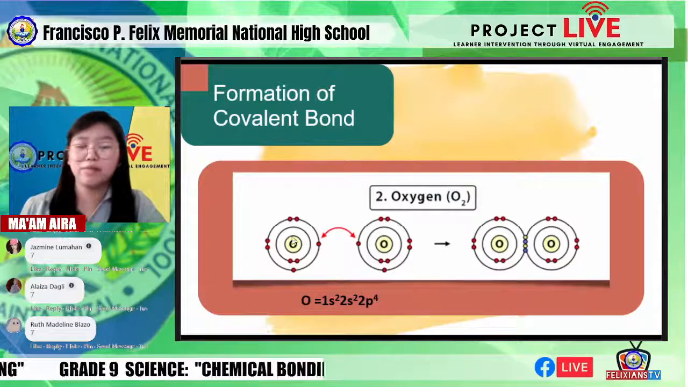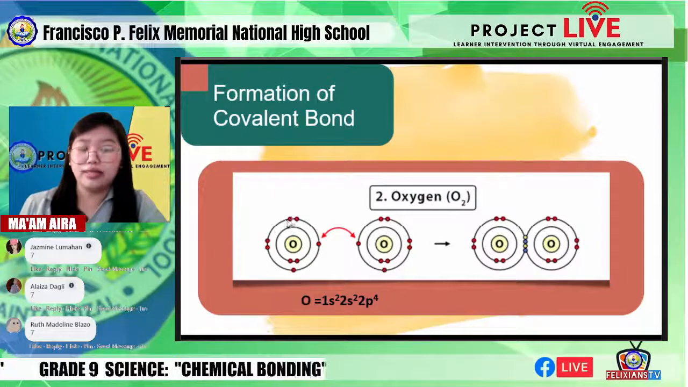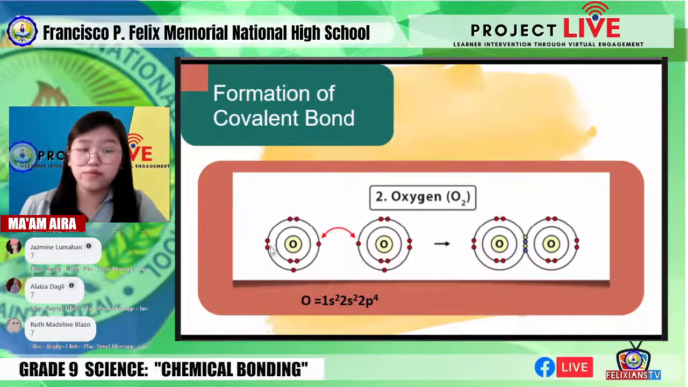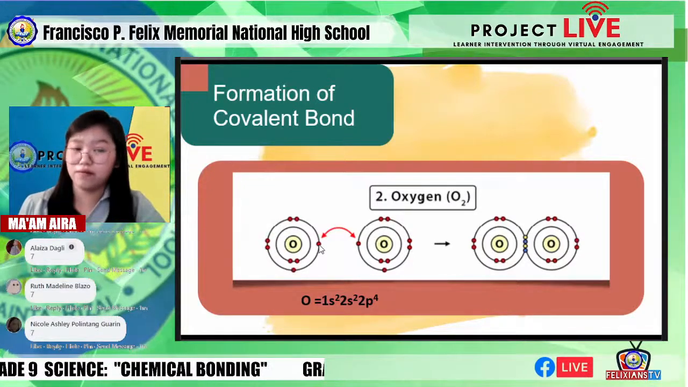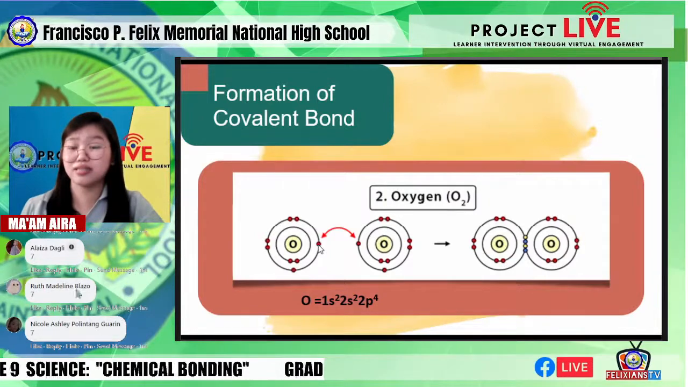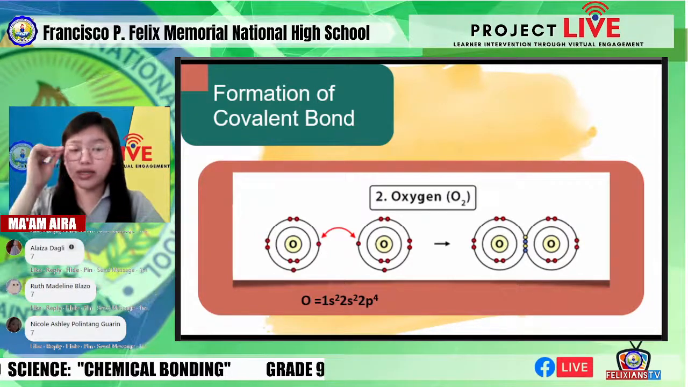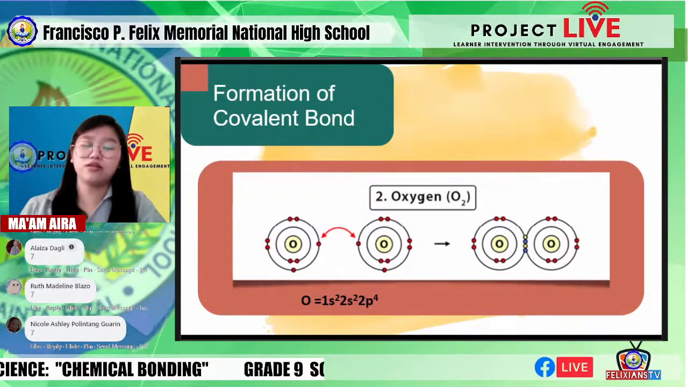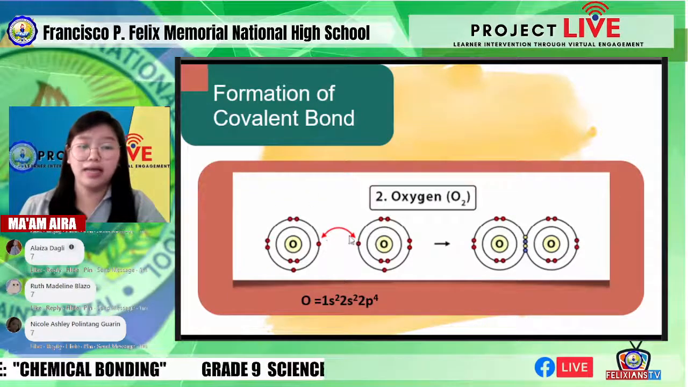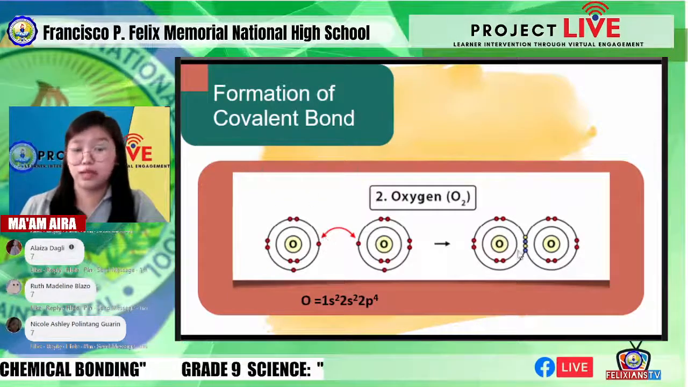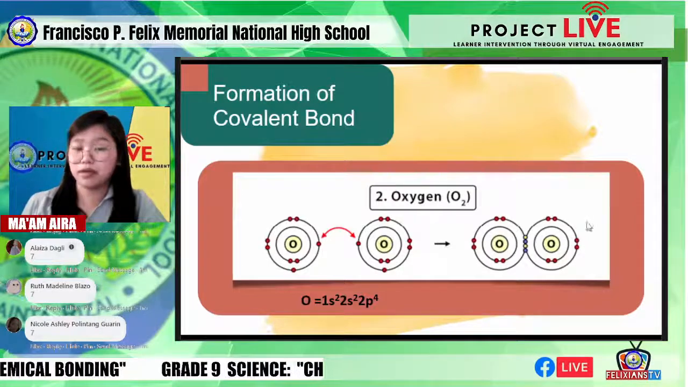Okay? In the diagram, we have 2, 4, 5, and then 6. So, kulang siya ng dalawa para mag-gain niya yung 8 na stability. So, ang gagawin niya, they will undergo covalent bond, sharing of electrons for them to become stable, just like in this part of the picture.